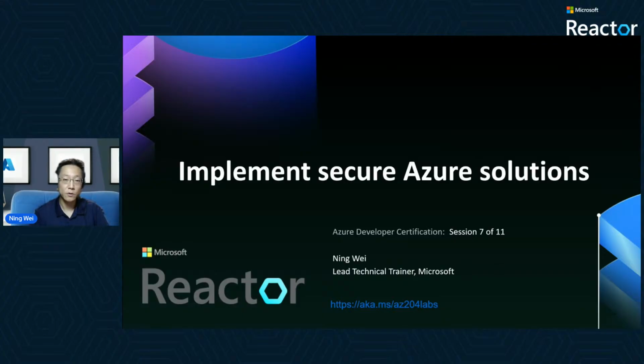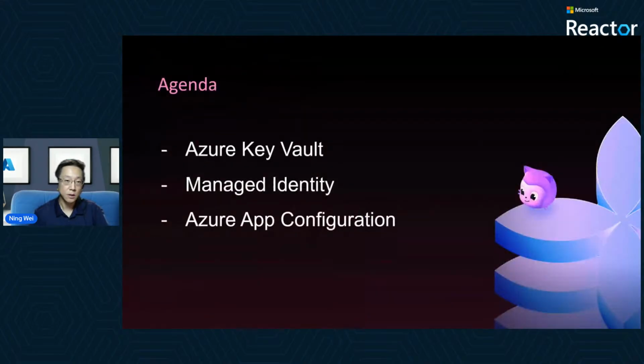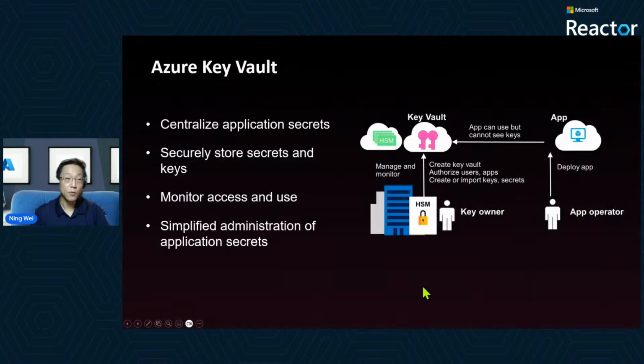Today we're going to talk about a few services that can help you build a more secure solution on the Azure platform. Specifically, we're going to talk about Azure Key Vault, managed identity, and Azure App Configuration. Throughout the discussion, I'm going to talk about some of the concepts, and then we're going to spend some time looking at how these services work. If you have any questions, feel free to enter them, and we're going to address them towards the end of the session. All right, let's get started with Azure Key Vault.